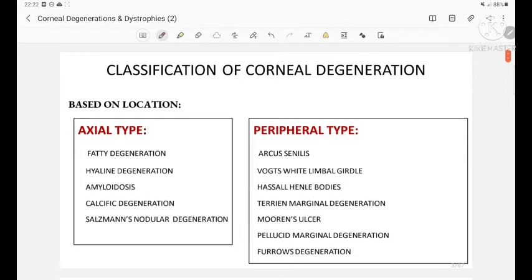Coming to the classification of corneal degeneration, based on the location, we can classify the corneal degenerations into axial type and peripheral type. In axial type, we have fatty degeneration, hyaline degeneration, amyloidosis, calcific degeneration and Salzmann nodular degeneration. In peripheral type, we have arcus senilis, Vogt's white limbal girdle, Hassall-Henle bodies, Terrien marginal degeneration, Mooren's ulcer, pellucid marginal degeneration and Furrow's degeneration. We will see about each one of these in detail.